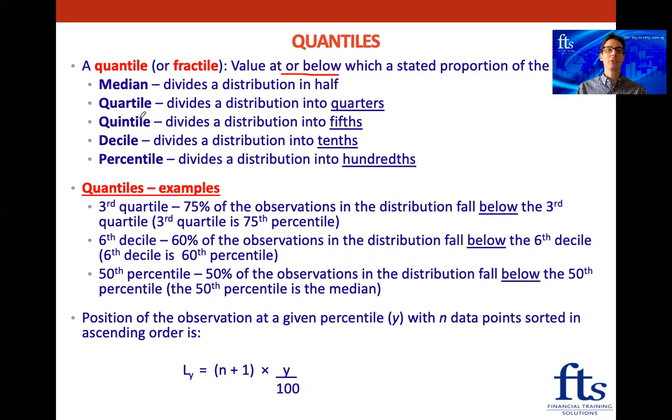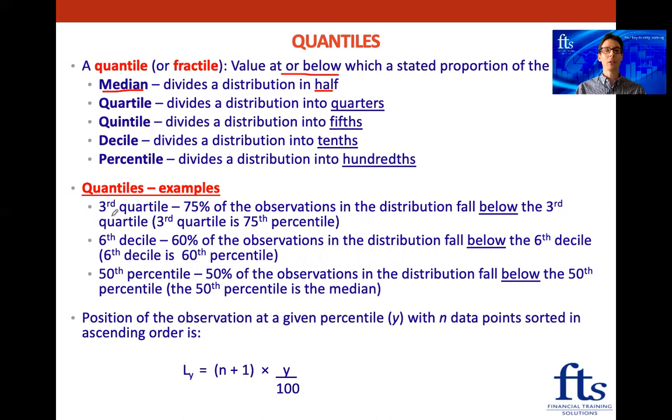So we need to, first of all, get our English right. A median, this is the one we've done in the previous class, as we know, divides a distribution in half. A quartile divides a distribution into quarters. A quintile divides into fifths, a decile into tenths, and a percentile into hundredths. So let's try a few examples that will clear all of this up.